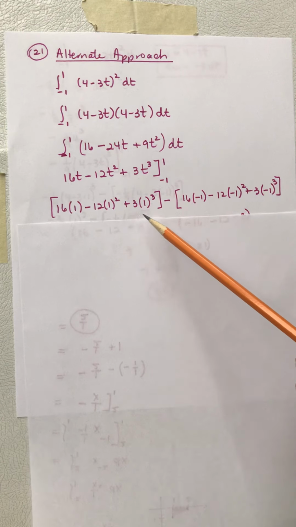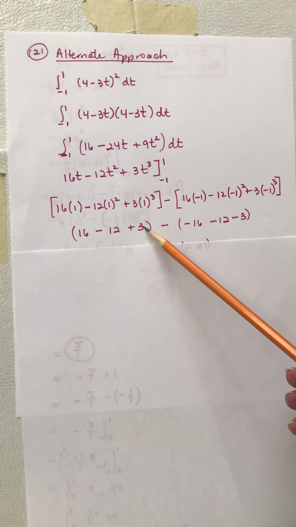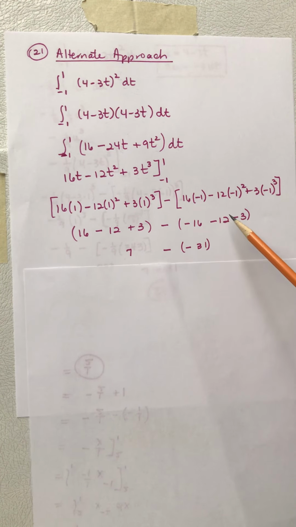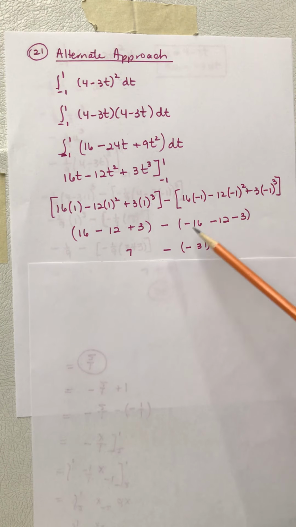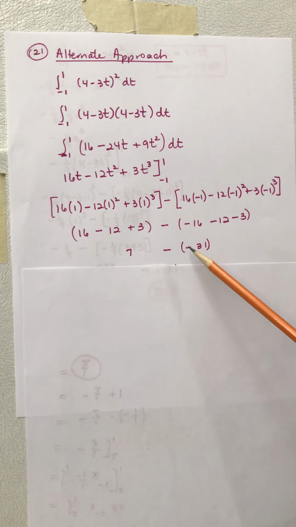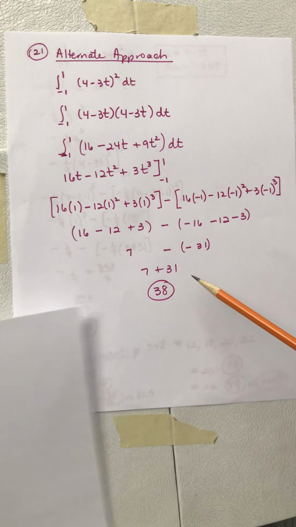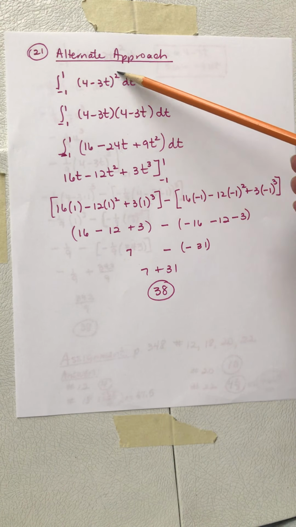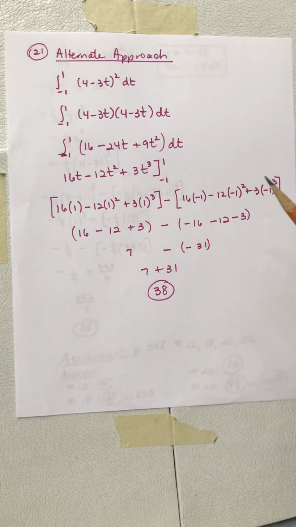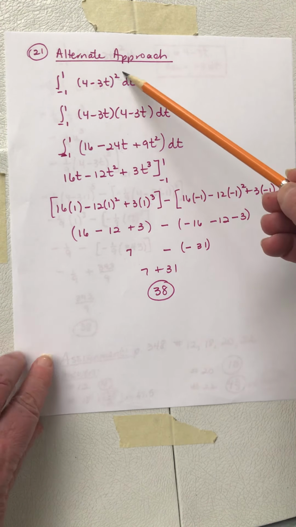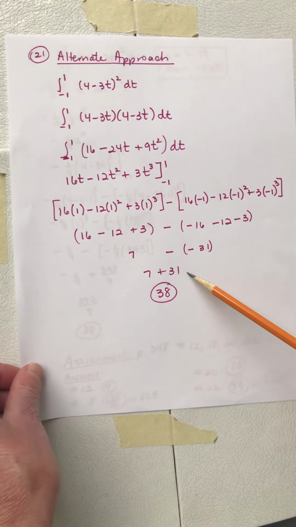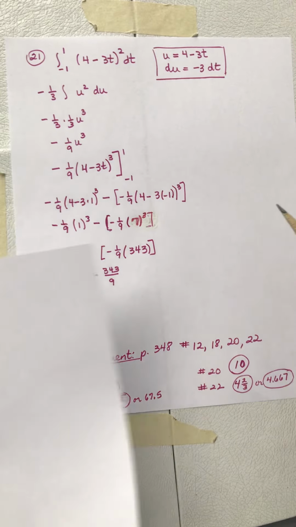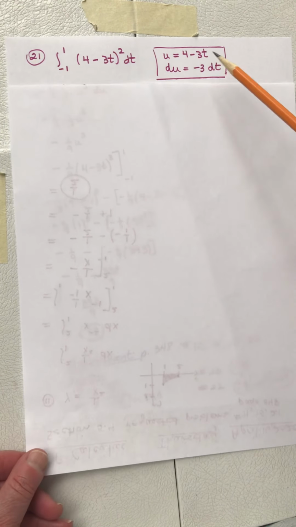So I'll simplify this. You can see that's going to be 16 minus 12 plus 3, which turns out to be 7. I'll simplify this. This is -16 minus 12 minus 3, which simplifies to -31. And 7 minus -31 is 38, because it's 7 plus 31. There we go. I'll show you the other way, but I think when this is just a squared, it's just as easy to FOIL the problem out and find the antiderivative. But if that's not a squared, then you wouldn't want to multiply this whole thing out if it's a higher exponent. So the alternate approach would be to use the u substitution.